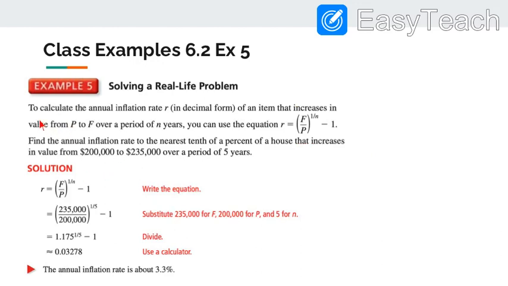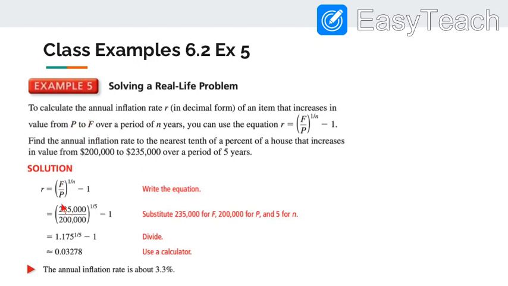Same thing for our next one. Again, it gives us a lot of information, but we have to read through the problem one thing at a time. So it says to calculate annual inflation rates in decimal form, we need to look from the value of P to F over a period of n years. So n is the number of years, and you use the equation with F and P, where you start with what it started with, the principal, to where it finalized.